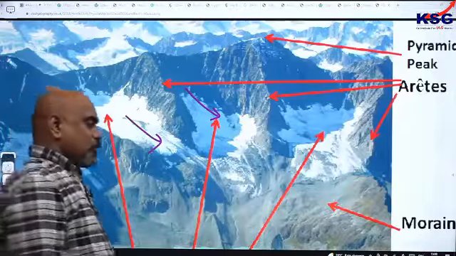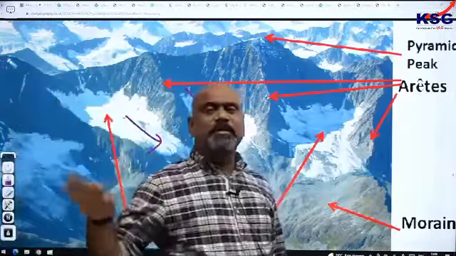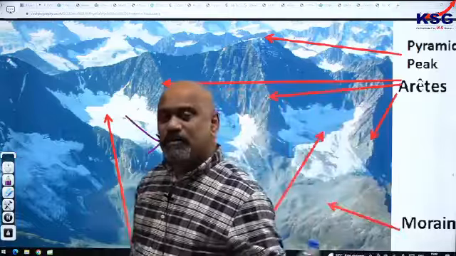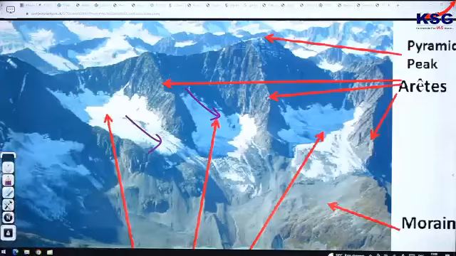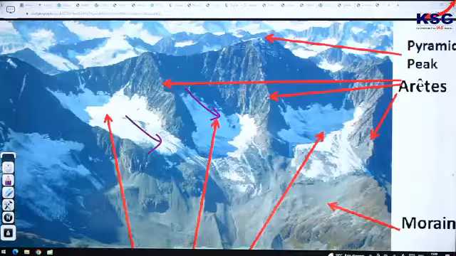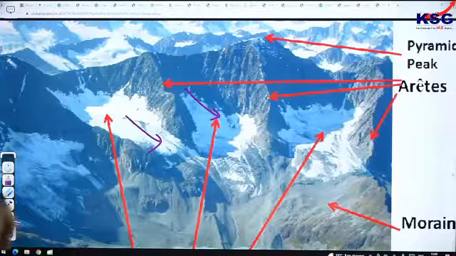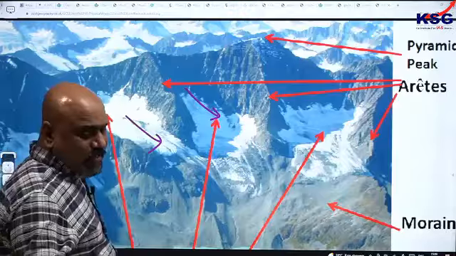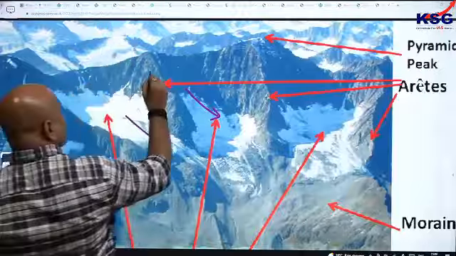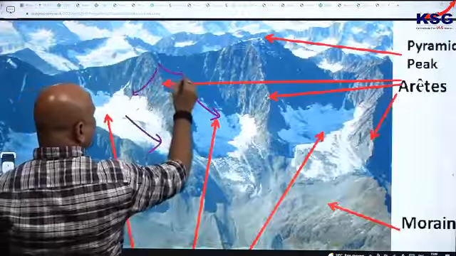So when there is erosion on two sides, in both consecutive nearby regions, the two sides get eroded and U-shaped valleys are there. In between you will have the arete, a sawtooth like, sharp edged landform. Here also it is making a valley, and here also it is making a valley, look.